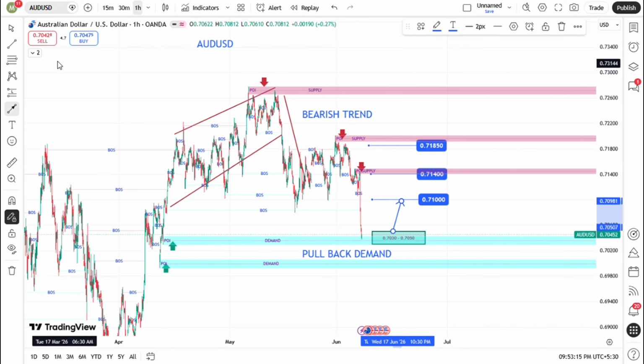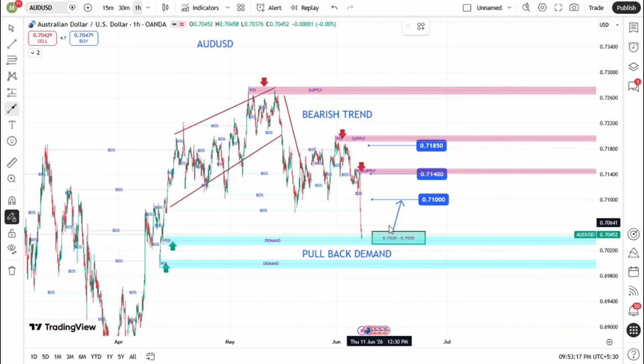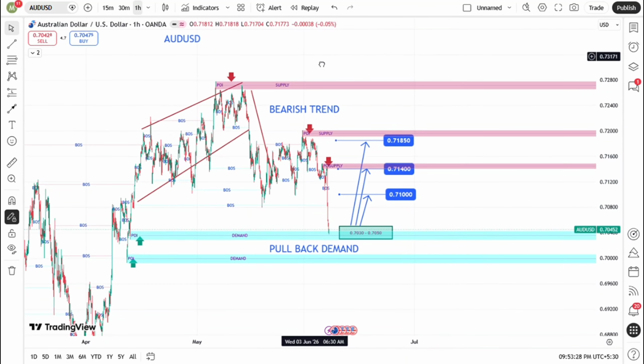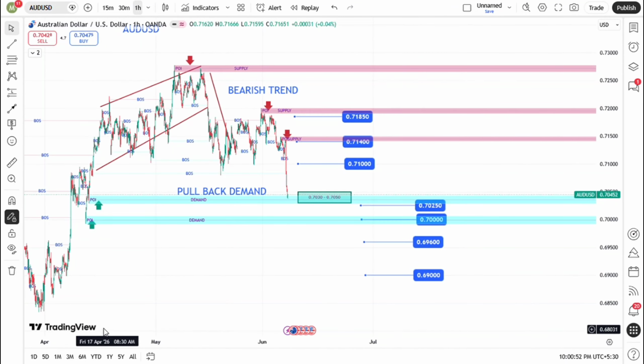Scenario 1 aims for T1 at 0.7100. Scenario 2 targets T2 at 0.7140, a major internal liquidity pool. Scenario 3 seeks T3 at 0.7185 to clear premium structural resistance.